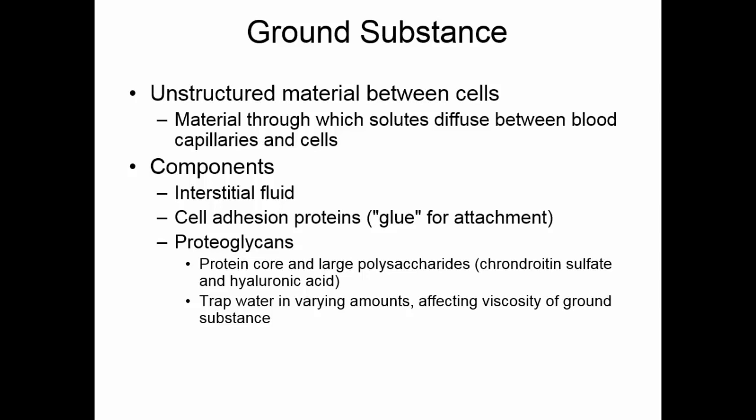Now, depending on the number of proteoglycans, you'll have a different amount of water in the different connective tissues. This amount of water will affect the viscosity of the ground substance. It can be very, very thick, or it can be somewhat watery, just depending upon the proteoglycans present. The fibers provide the support in the connective tissue, and there are three basic fiber types.